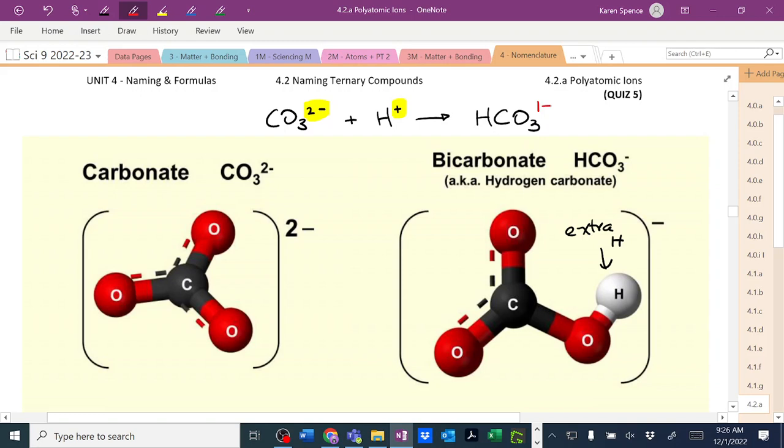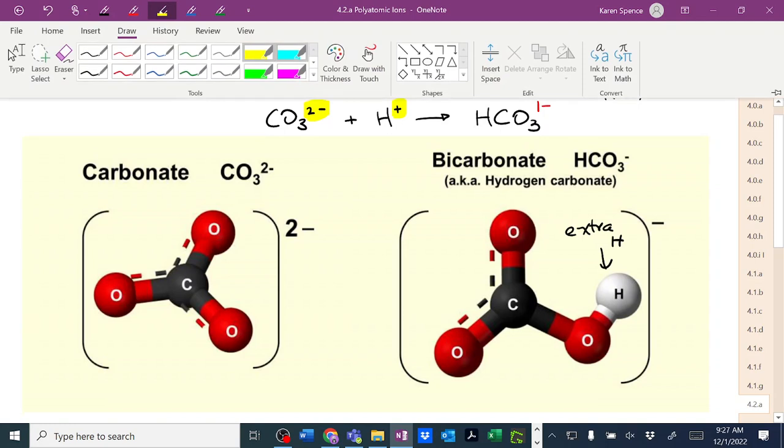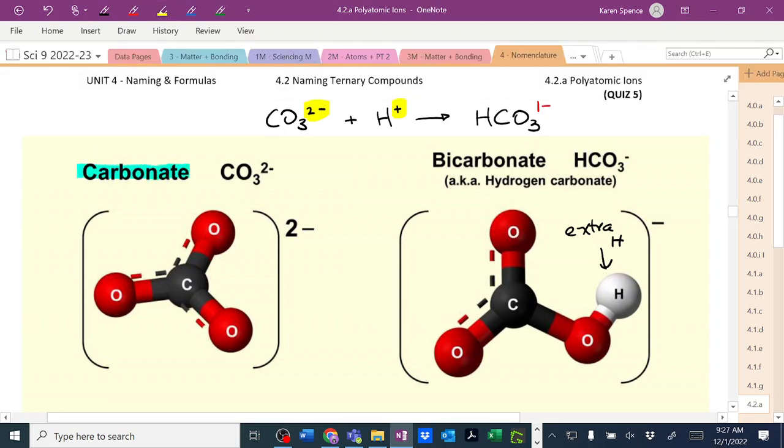Okay? And one of the ways we can name that is we can take the name carbonate and we can add the word hydrogen to the front of it. So it is named hydrogen carbonate. That's the long form of the name. You can also, if you prefer, call it bicarbonate. That bi has nothing to do with the number 2 in this case, okay? Nothing to do with the number 2.